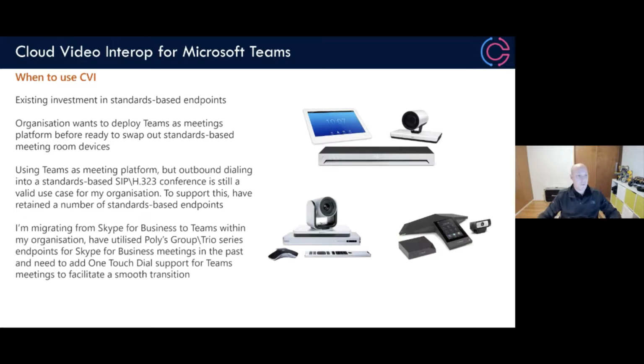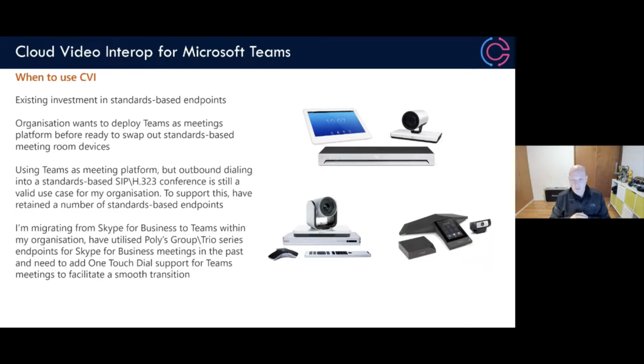The other scenario is if I'm migrating from Skype for Business to Teams within my organisation, and in the past I've utilised Polycom's Group or Trio series endpoints for Skype for Business meetings. Another really common scenario. There wasn't a lot of choice in endpoints with Lync and Skype for Business, and through the third-party interoperability program, Microsoft partnered with companies like Polycom to allow their devices to natively register to Skype for Business. The Polycom Group was one of these devices.